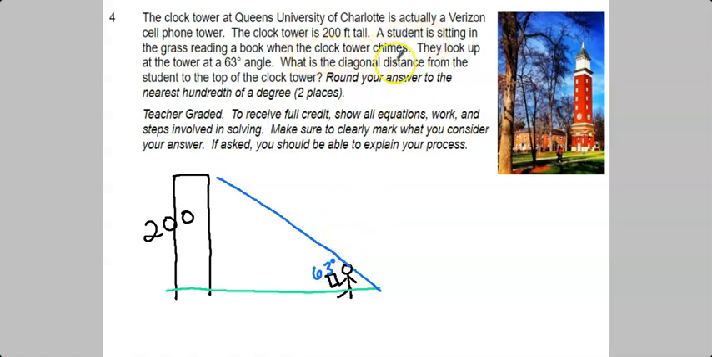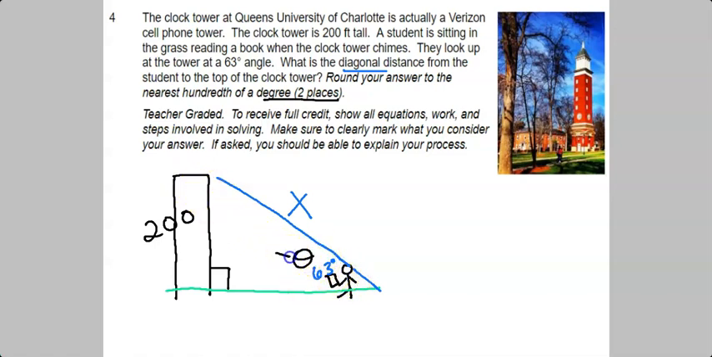What is the diagonal distance from the student? Notice this is diagonal, from the student to the top of the clock tower. So we want to know this distance right here, and hopefully the clock tower would be making a 90-degree angle with the ground. And we need to round our answer to the hundredths, so 2 places. All right, so this is our theta. This is actually an angle of elevation problem because this angle is looking upwards.